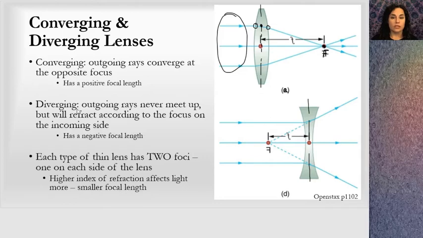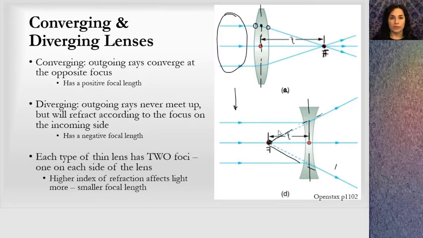With the diverging lens, what we see is the outgoing rays never meet up. They diverge out here. So we have the same rays coming in parallel, but they diverge on the other side rather than converging. And all of these light rays, as they diverge on the other side, appear as if they originated at the focus.